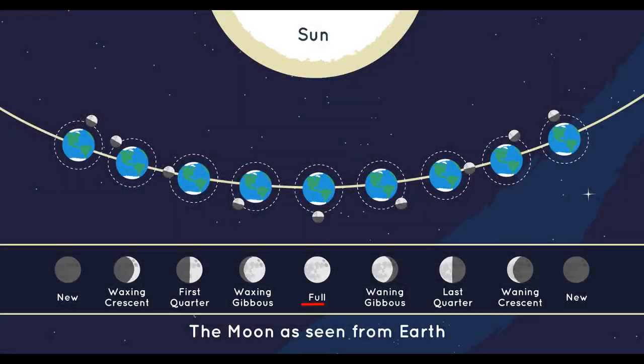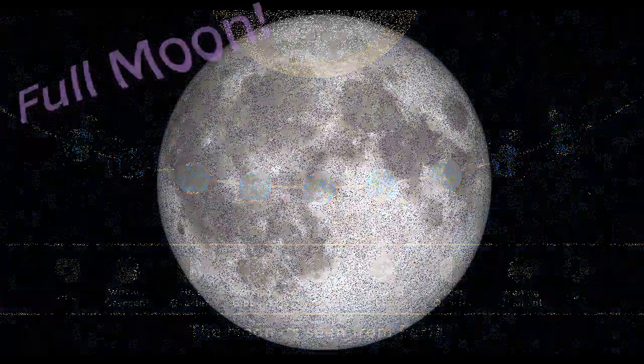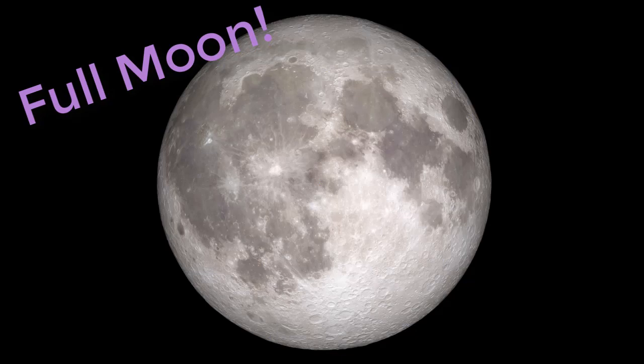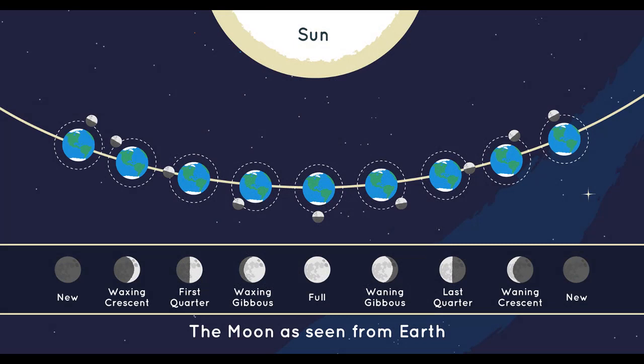So now we have full moon. This is the phase of the moon when it is fully illuminated and occurs when the moon is on the opposite side of the Earth from the sun. So full moon's always going to be visible during the night. It's only going to be visible because it's on the opposite side.